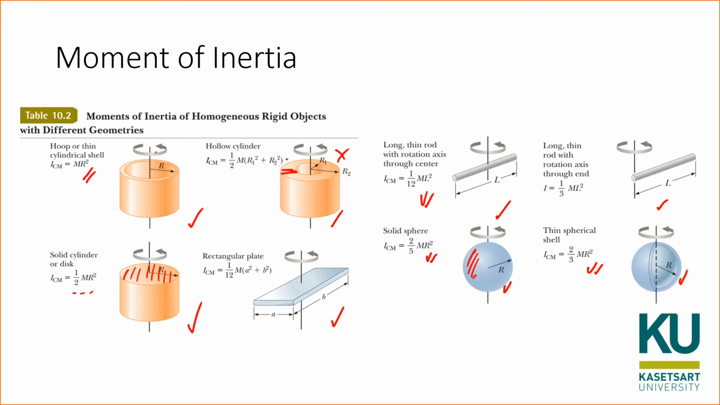So this rotates around the z axis here. As you can see, if you change the rotational axis, this is still a cylinder, but when you look from the side, you can see it as a rod. So the rotation axis matters, and the mass matters.